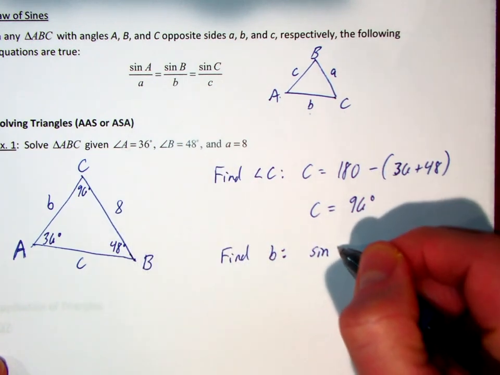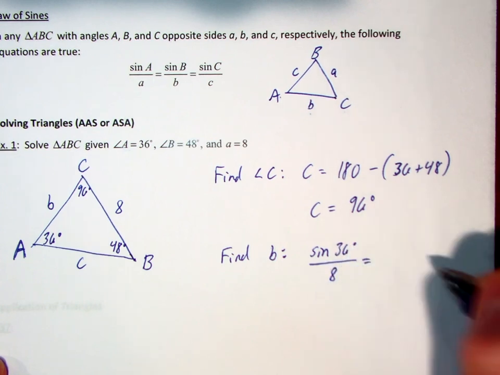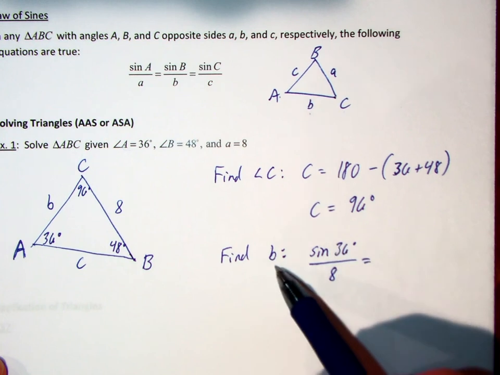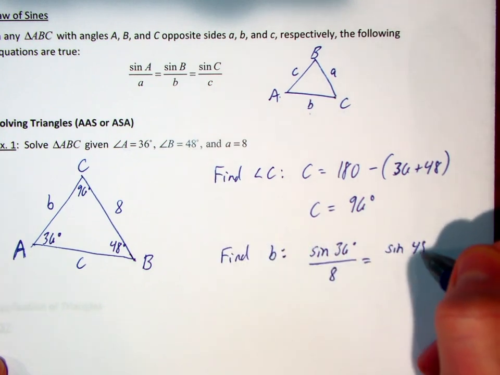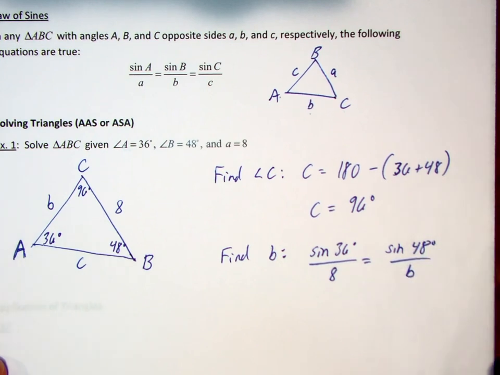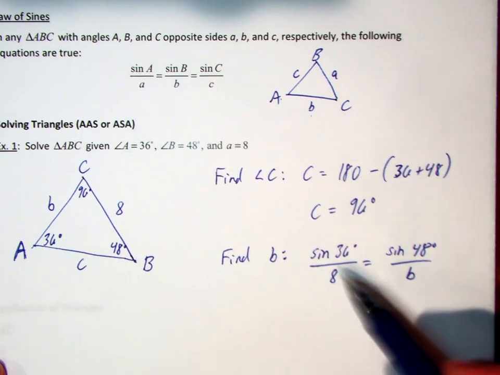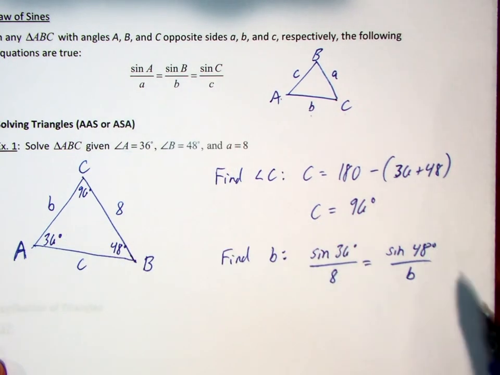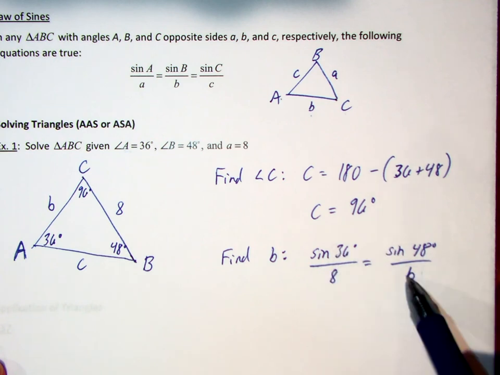I know that the sine of 36 degrees over 8 equals, and then I want to find side B, so I'm going to use angle B. The sine of 48 degrees over B. Okay, so that is my first equation there, just using A and B. Sine of A over A equals sine of B over B. Now, as I said, there's three things we know. There's one we don't know, so just use your algebra to solve for B.